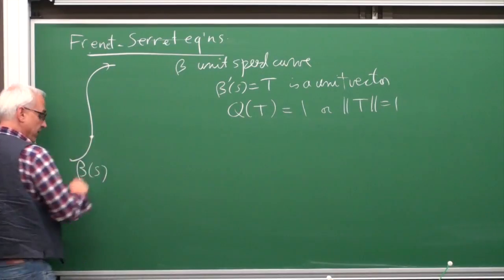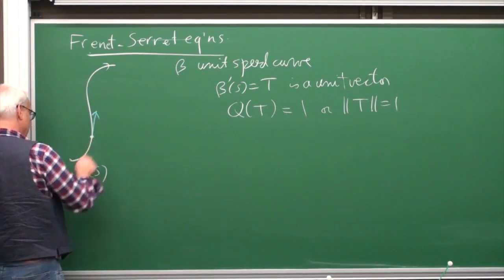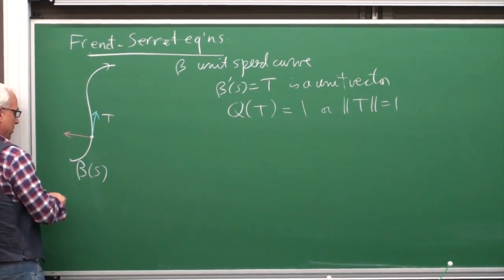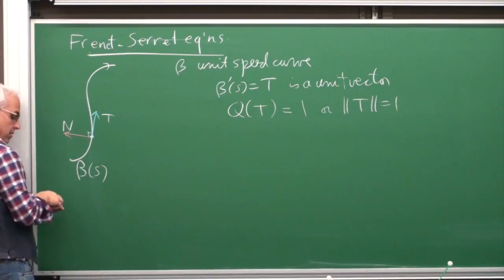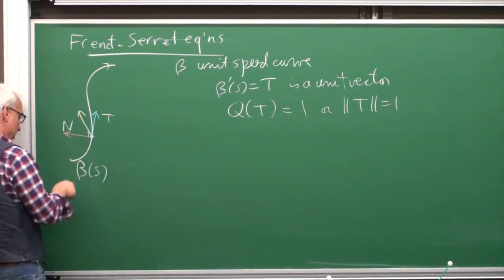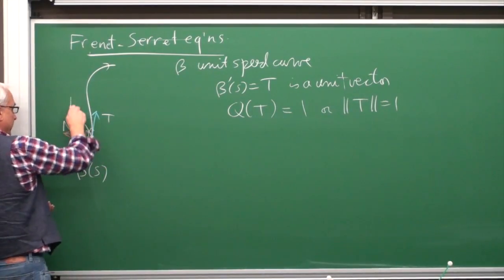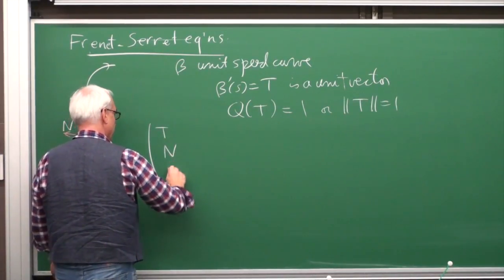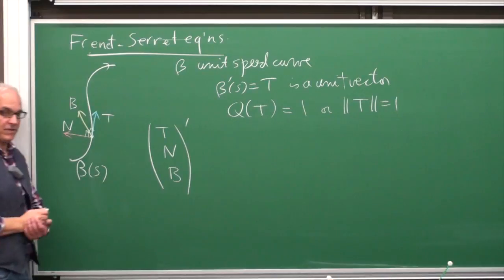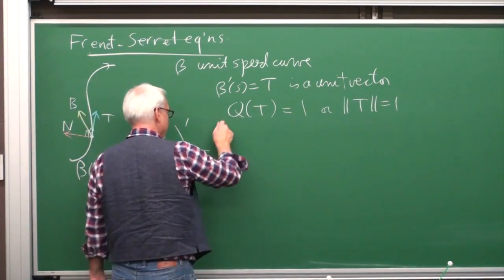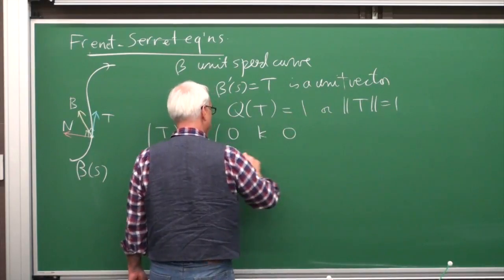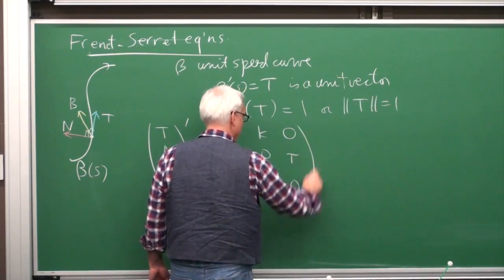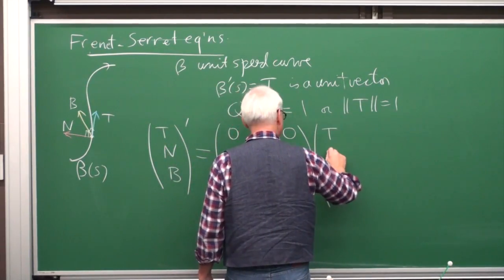Okay, and at every point we have this frame again: T, n, and perpendicular to both of them, B. And then we saw these famous equations: if we take the derivative of t, n, b, it's represented by this equation, this matrix times t, n, and b itself.